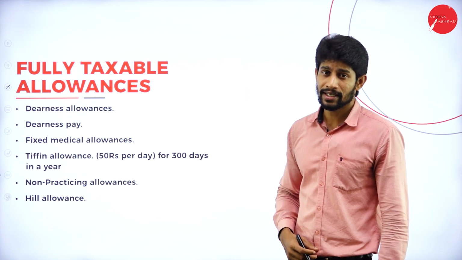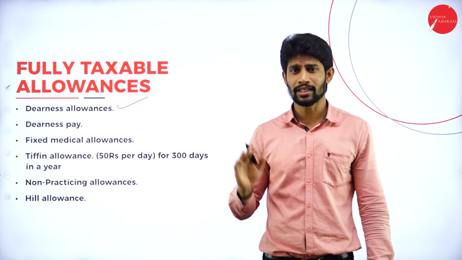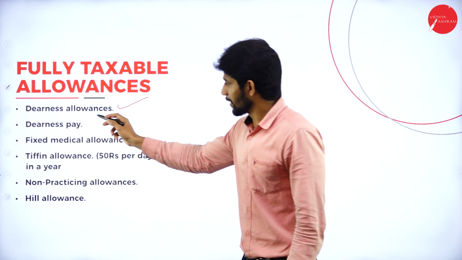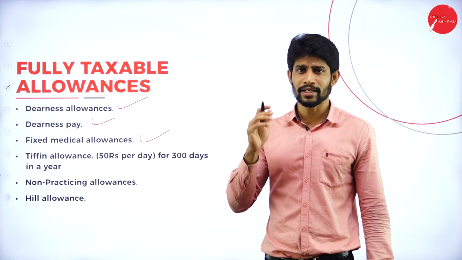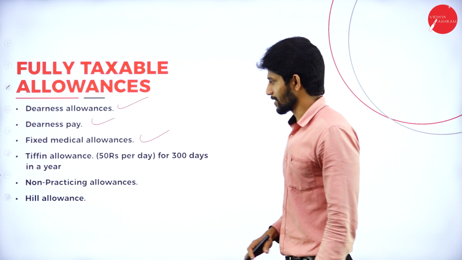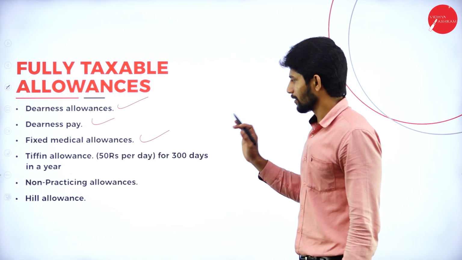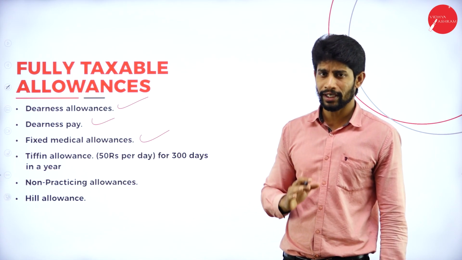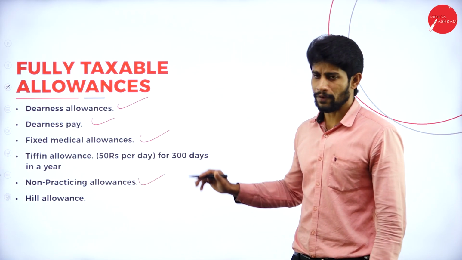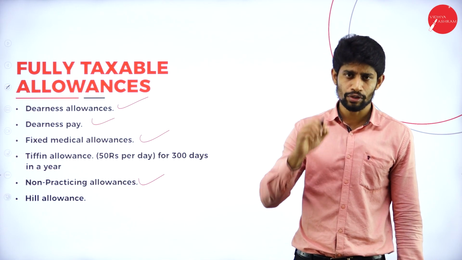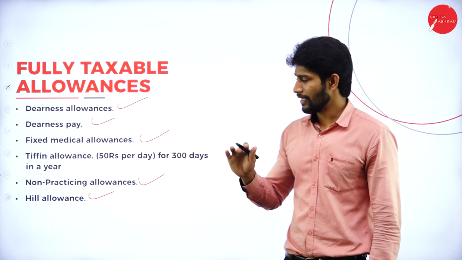Which allowances are fully taxable? Dearness allowance: whatever amount you receive, whether 10,000 rupees, it is fully taxable. Dearness pay is also fully taxable. Fixed medical allowance: if any medical allowance is received, it is also fully taxable. Next, the tiffin allowance, 50 rupees per day for 300 days in a year, is also fully taxable. Next, non-practicing allowance, given to an employee, is also fully taxable. Next, hill allowance is also fully taxable.